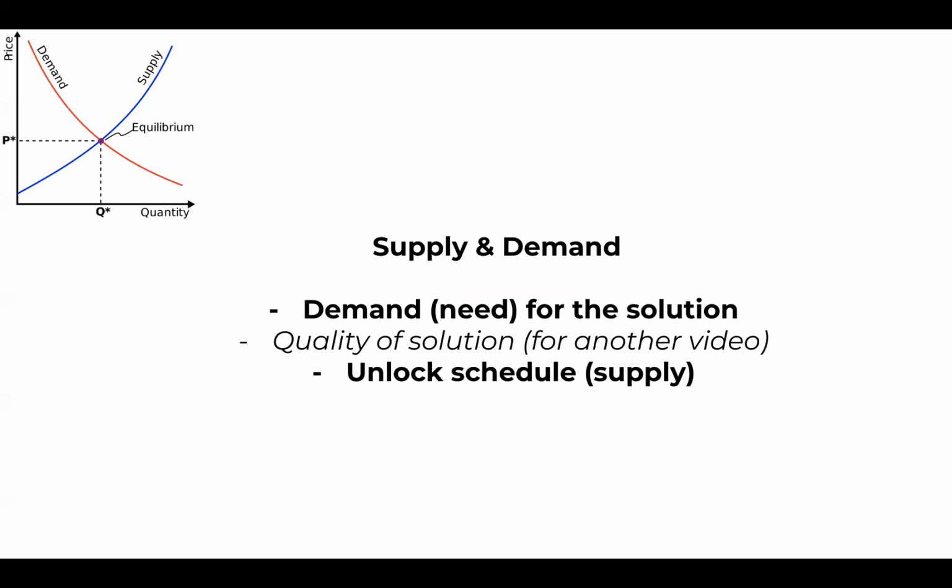But the first thing is demand, which is basically a need for the solution being provided. The second thing is what I'm not going to be talking about in this video, which is the quality of the solution. In other words, how good is the utility of this particular token, measuring how good it is. That will be in the second part of this, maybe a three-part series about determining the value of a particular project. And then the third thing is unlock schedule, which is the supply. I'm also going to talk about the burning schedule as well.